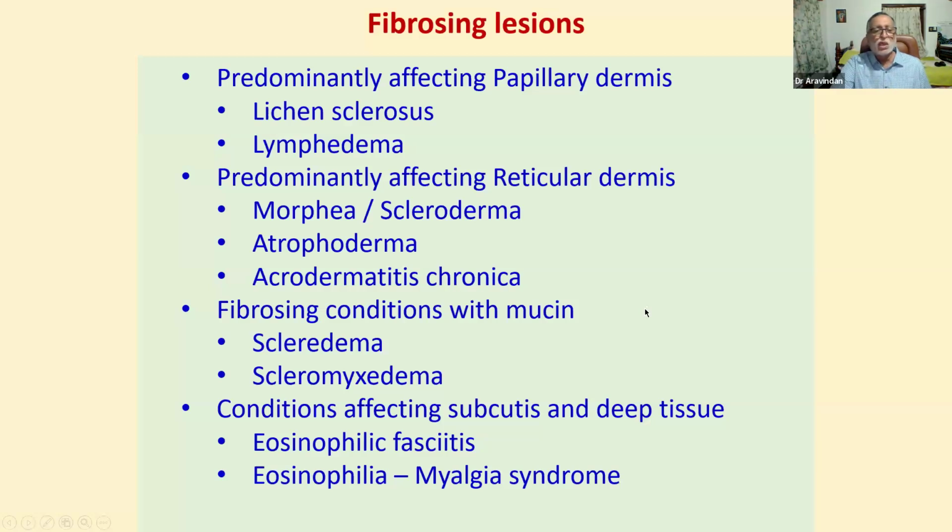So this is the list of fibrosing lesions: predominantly affecting the papillary dermis, predominantly affecting the reticular dermis, fibrosing conditions with mucin like scleredema and scleromyxedema, and conditions affecting subcutaneous and deep tissue, like eosinophilic fasciitis and eosinophilia-myalgia syndrome. I don't have cases of that.